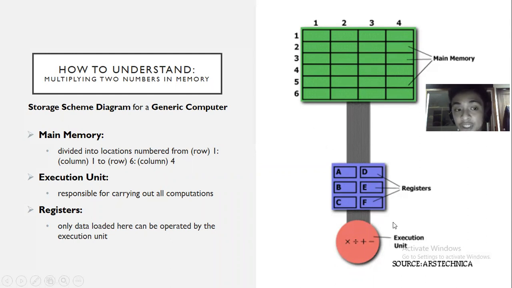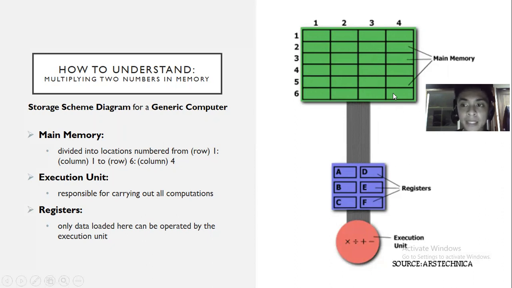We also have the execution unit, which is responsible for carrying out all computations. And then we have the registers, where only data loaded here can be operated on by the execution unit. Let's dissect this diagram for a little bit. Data is to be stored in the main memory. For example, the number 5, a string like "plant", an integer 56, or a floating number 3.14. We store those kinds of data in one of the cells in our main memory.